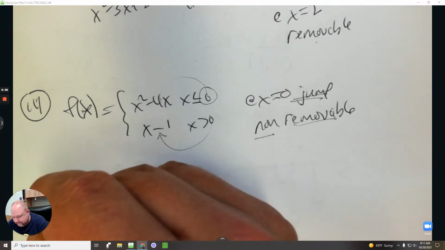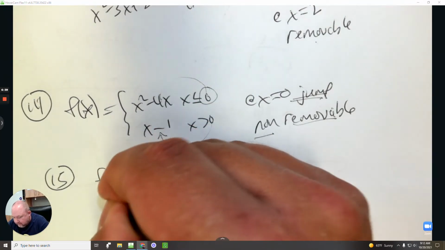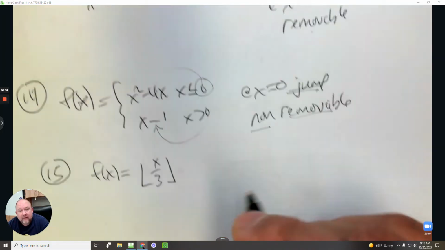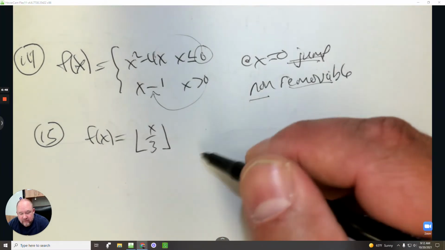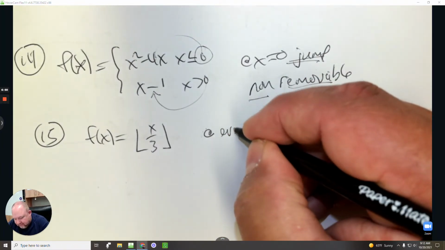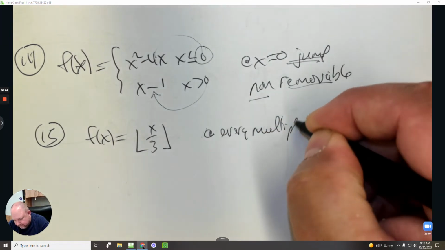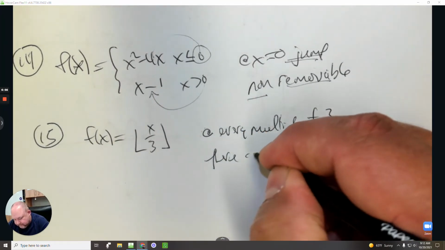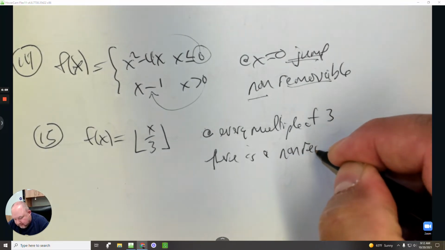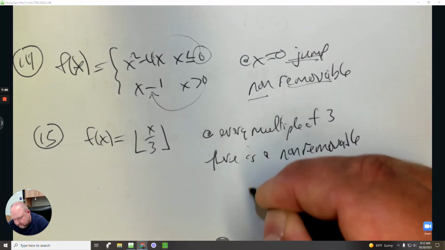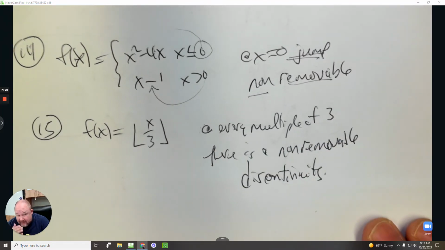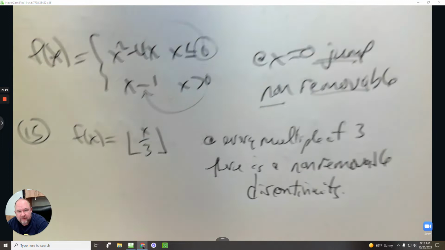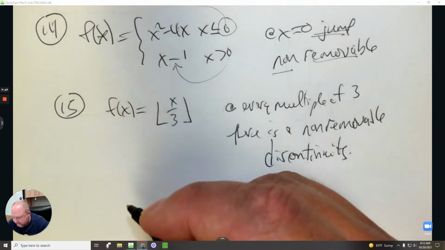Number 15. Oh, this is an old friend. So this is a step function, or greatest integer function. So at every integer, there's a jump. So at every multiple of 3, and a jump is non-removable. See if I can spell. There it is. So at every multiple of 3, there's a non-removable discontinuity. So every multiple of 3, when you divide by 3, is an integer, which creates a jump.